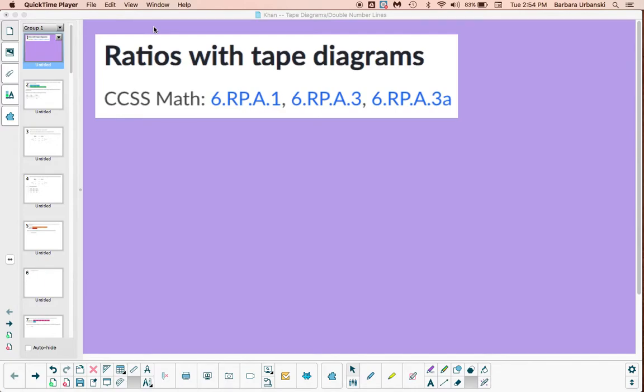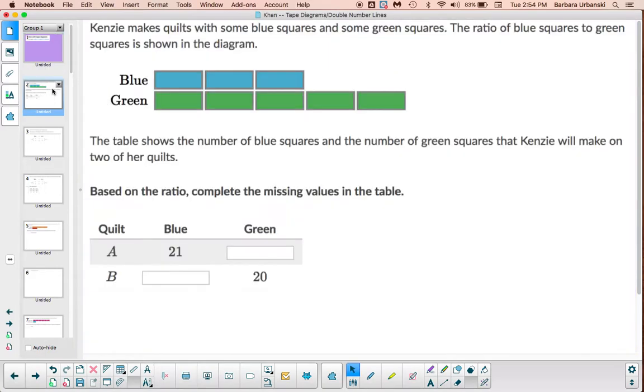Okay, today we're going to look at ratios using tape diagrams. Basically they're called tape diagrams because in this example, if you take a look at the blue, there's 3 rectangles, and the green, there's 5 rectangles, and it almost just looks like a piece of tape. So they're just called tape diagrams. And they're kind of easy because we're just going to be looking at ratio reasoning.